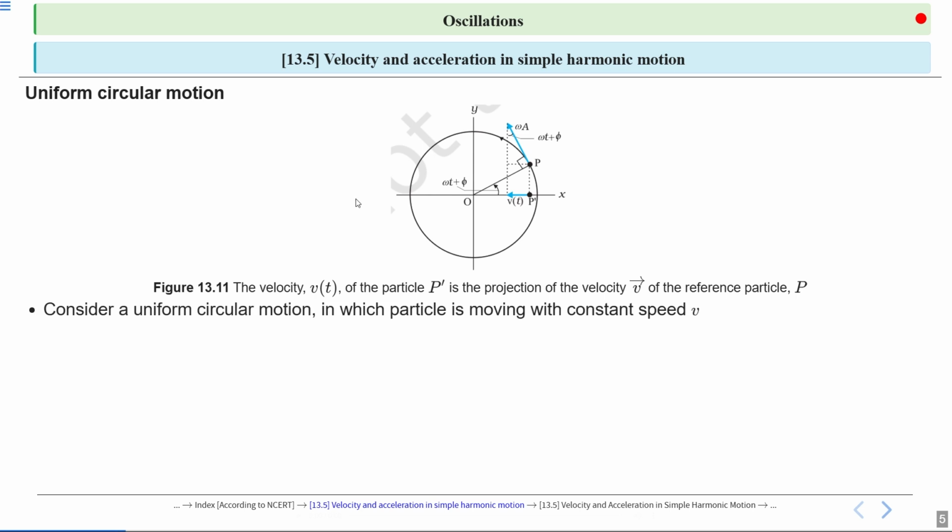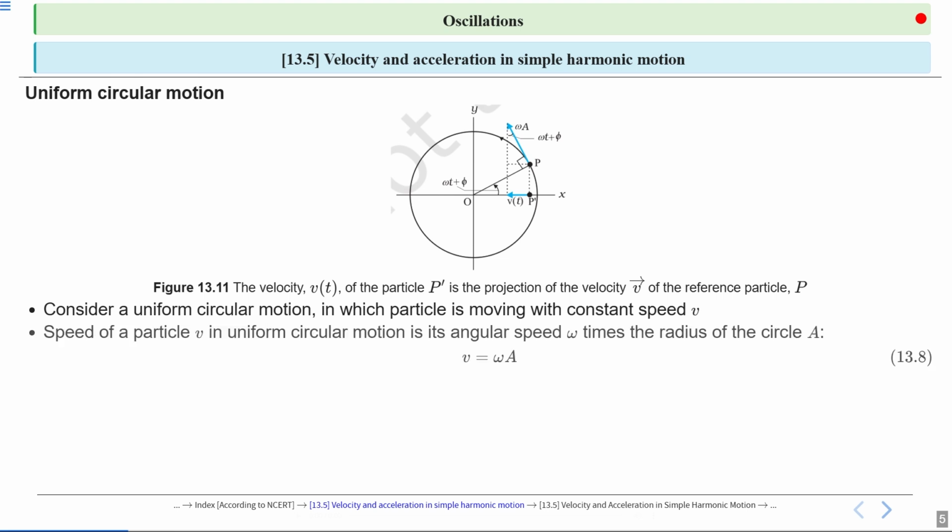So now let's consider what we mean by uniform circular motion. This is when a particle moves around a circle at a constant speed. Even though the speed stays the same, the direction of motion is always changing as the particle goes around. The speed of the particle v in uniform circular motion is its angular speed omega times the radius of the circle A. So mathematically v is equal to omega A.